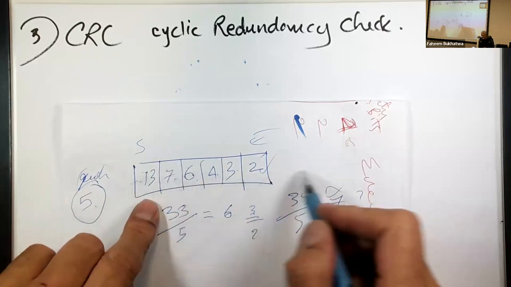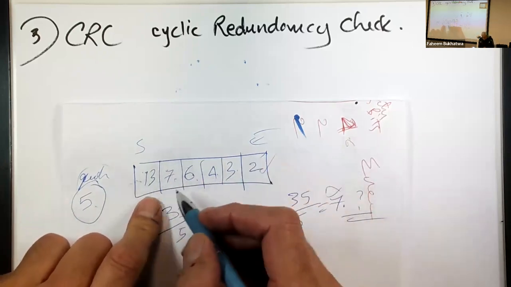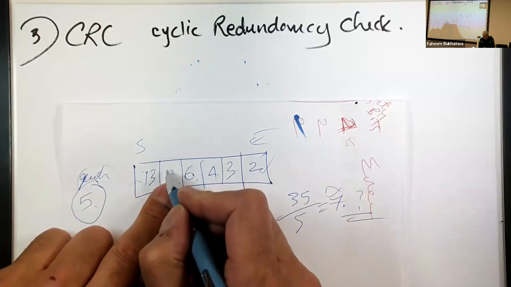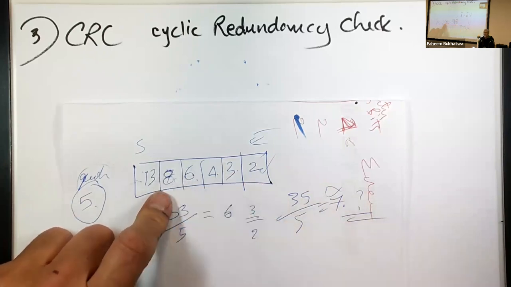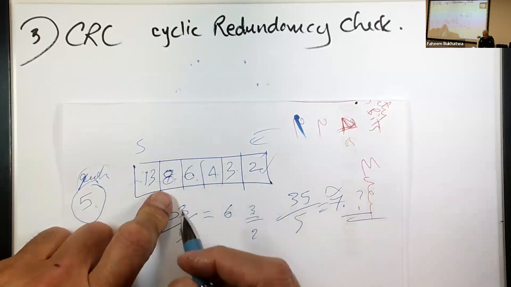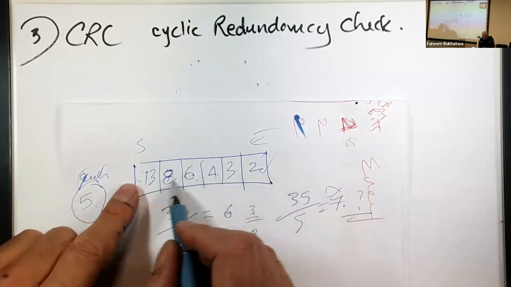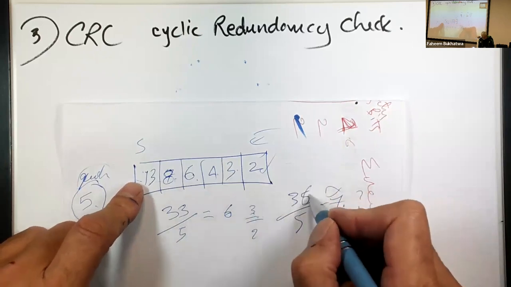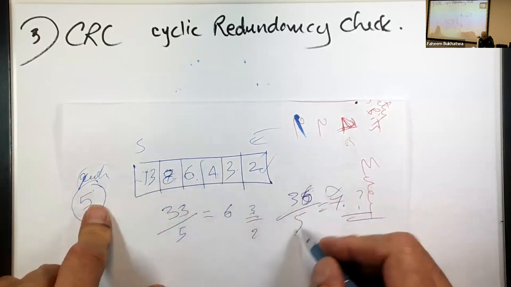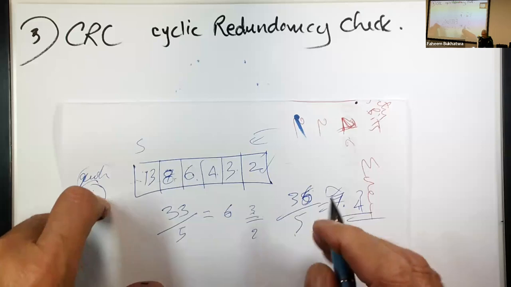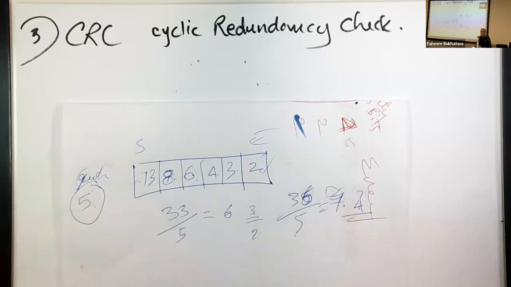If one of these numbers, let's say this 7 turned into 8 during transmission. So the receiver received these, adds them up, they're 36. Divide them by 5, it's 7, but the remainder is 4. It says, oh, once the remainder is not 0, that means there is an error. This is the basic idea.